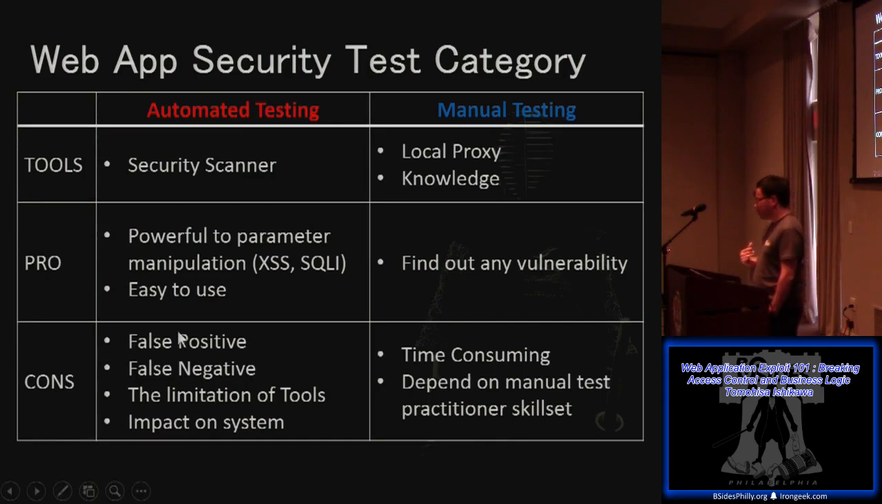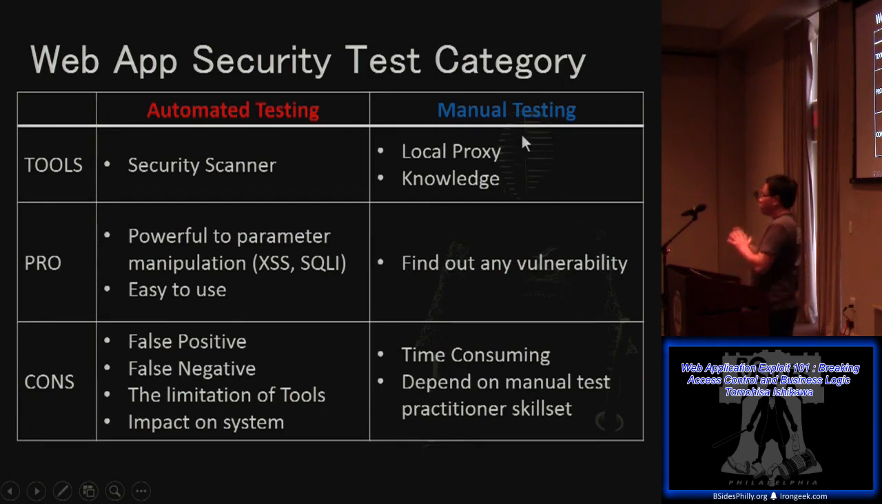But at the same time, there is a negative side, which is that there are false positives. At the same time, there are false negatives. Also, there are a lot of limitations for some vulnerabilities, such as access control; GIS2 cannot find out these vulnerabilities. Also, sometimes when we do the scan with the scanner, it has an impact on the system. So there are a couple of negative sides there.